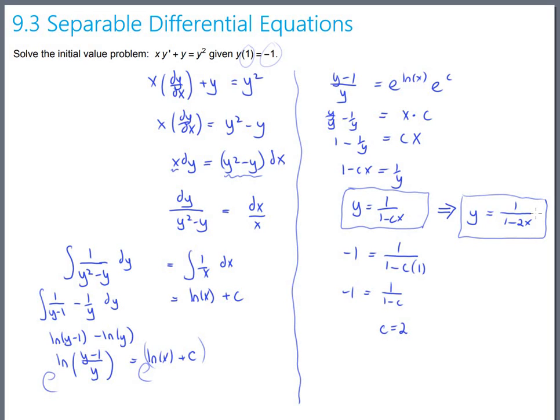All right. In the next video, we're going to look at a couple applications of this type of differential equation.